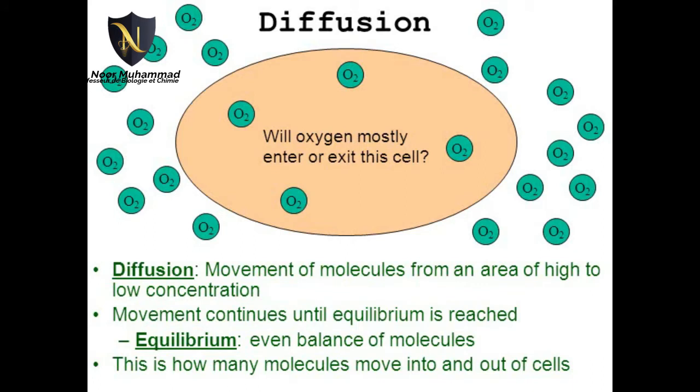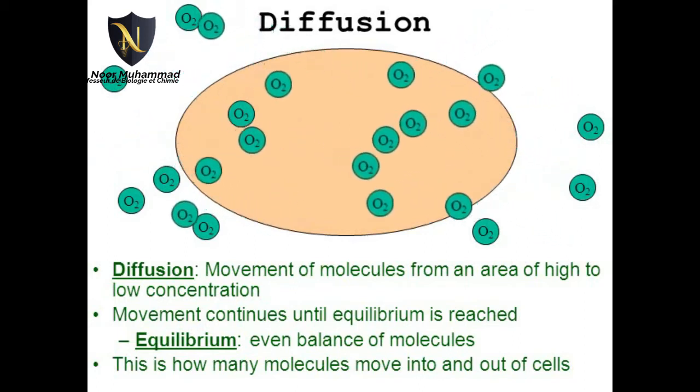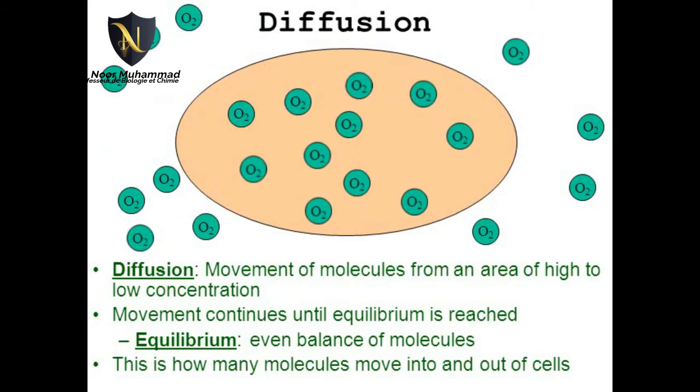So right here we have a cell surrounded by oxygen, and O2 is oxygen. My question is, will oxygen mostly enter or will oxygen mostly exit the cell? Well, find the high concentration. I hope you can see the high concentrations on the outside of the cell. And so by diffusion moving from high to low, oxygen's going to move from the outside to the inside. Notice how a couple oxygens exited the cell, but the vast majority entered the cell. And now there's a nice balance. We have that state called equilibrium.